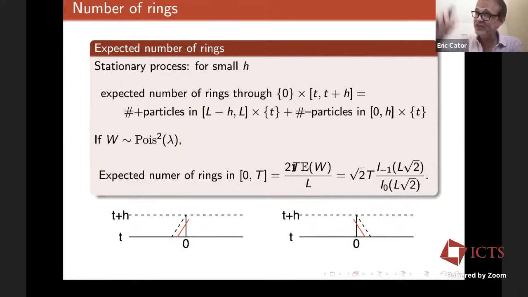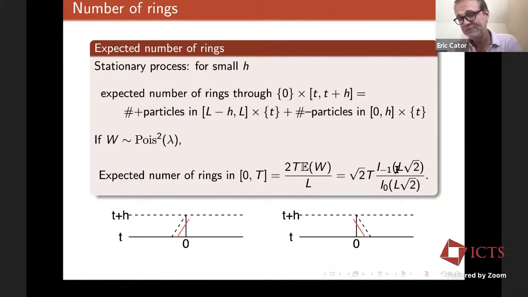But of course, we are in the stationary version. So in time t, you expect 2 times t times this expectation divided by L. And you can write this in terms of these Bessel functions if you like. So we know the expected number of rings.